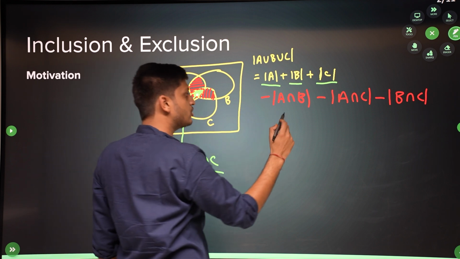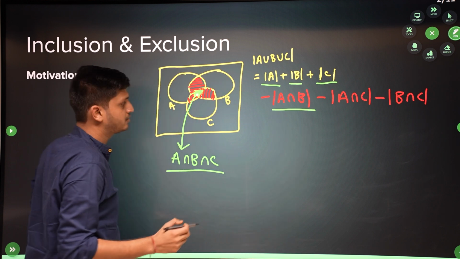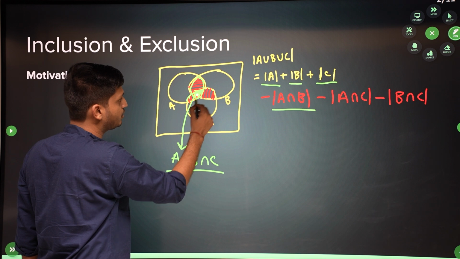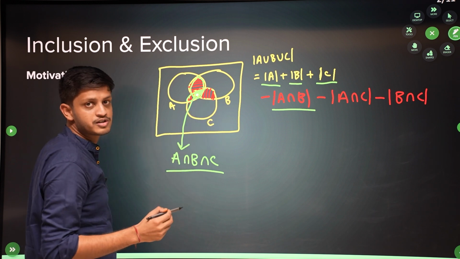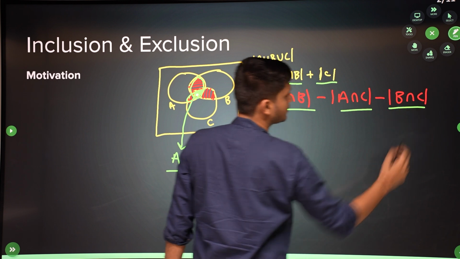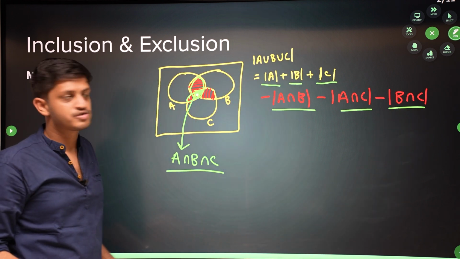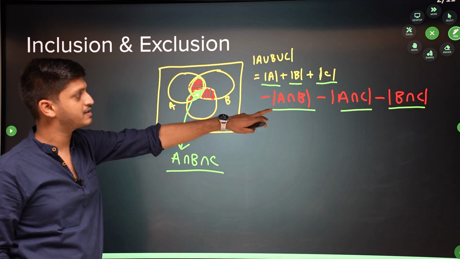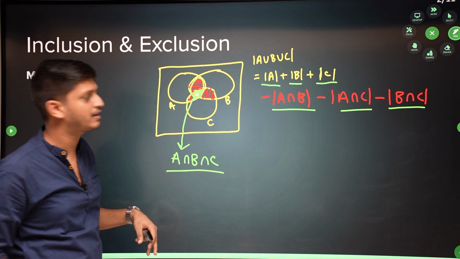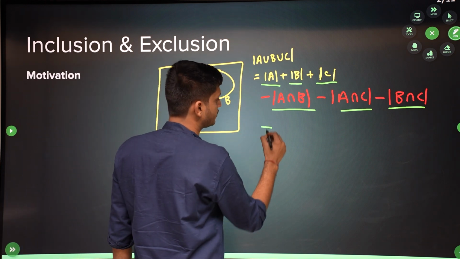It is also present in A intersection B, in A intersection C, and in B intersection C. So this area is added three times and subtracted three times, right? So basically right now, if the formula had been just this, this particular area is not present at all. It was added three times and subtracted three times. So we have to add it once.